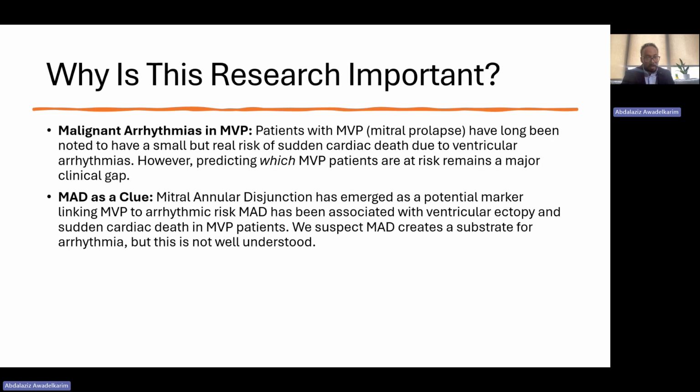And as of recently, there have been instances of patients having sudden cardiac death or malignant arrhythmias and having this MAD with no other explanation of why they had this sudden cardiac death. So there has been a focus on it, specifically in the last 5 years, to tell which patients have this increased risk of malignant arrhythmia.